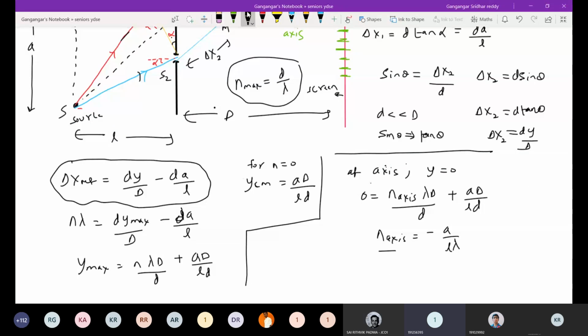Small d, capital D will cancel out. No, sir, small d will be present at the numerator. D should not be there in YCM, sir. Okay, I'll check it. YCM. I'll check the equation.